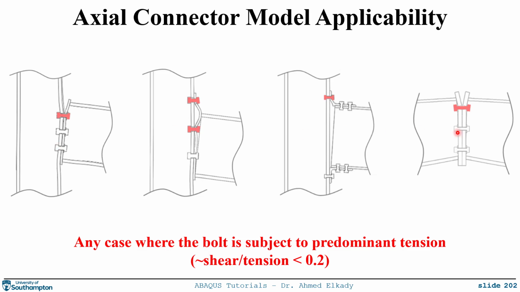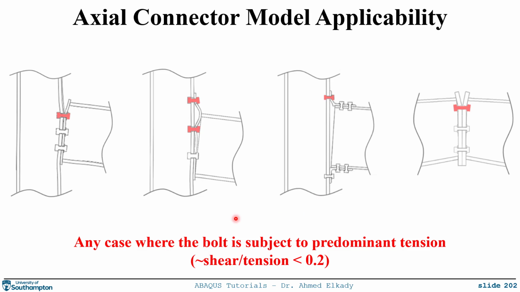In all of the cases shown here, the bolt is not experiencing pure tension; it's experiencing tension and some shear and bending. But as long as the ratio of shear force to tension force is less than 0.2, as shown in past research, the effect of the additional shear force would be minimal on the bolt's force-elongation behavior. In summary, for all of these cases, you can use an axial connector with no problem.